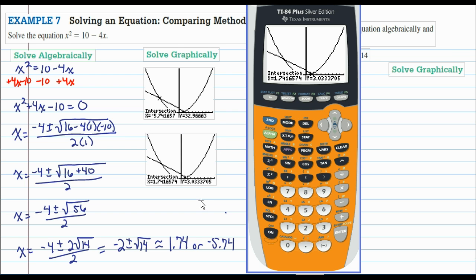Again, more good news. So I found that my two graphical intersections, the x values that I was trying to find in the equation, did line up with the algebraic values I found, which means I probably did my work right.